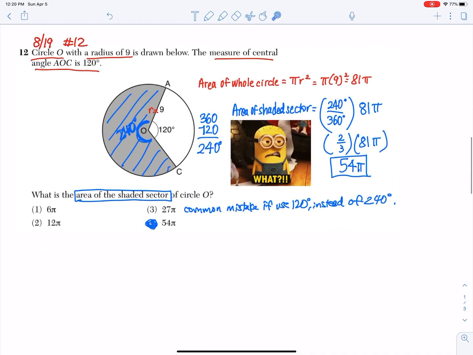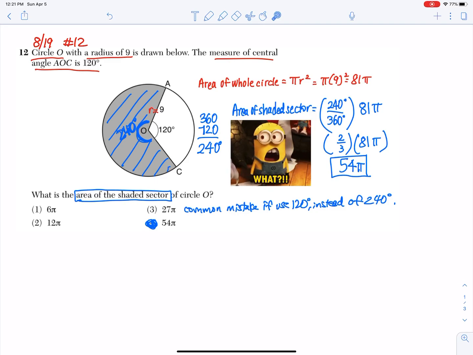August 2019, number 12. First we have circle O. If I call this circle O, that means I have a center O. So angle AOC is a central angle that measures 120 degrees, with a radius of 9. Now we're looking for the area of the shaded sector. Be careful. The shaded sector is this gray portion, which I over-colored with blue.